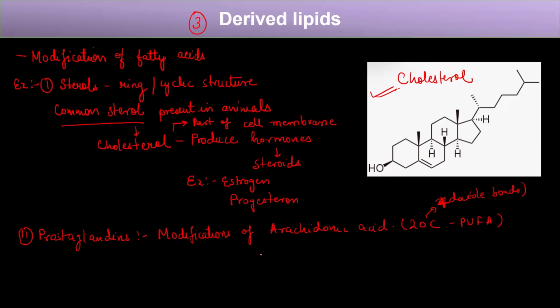So prostaglandin is a modification of arachidonic acid, and this prostaglandin is responsible for pain and muscle contraction during baby delivery. When the baby is delivered, during that time, it is responsible for the pain and muscle contraction during delivery, right? So this is about the derived lipids. With this, we have completed the classification of the lipids on the basis of their structure or their components, right?